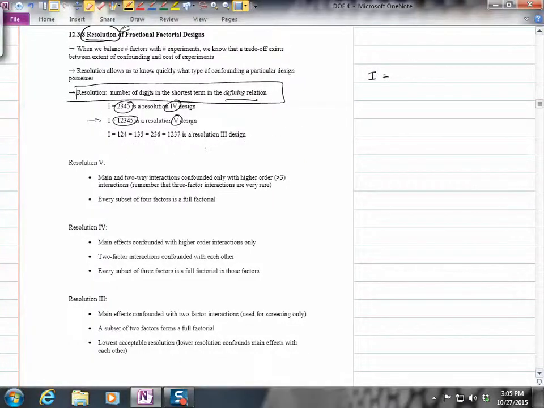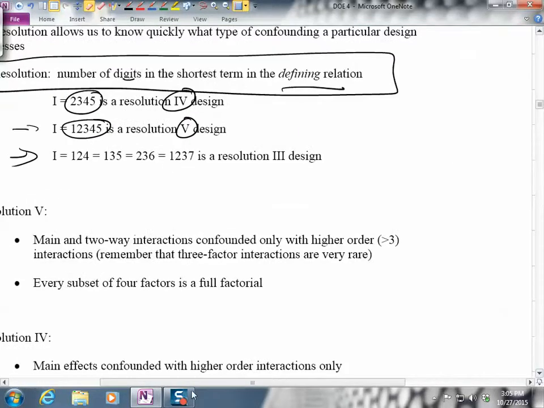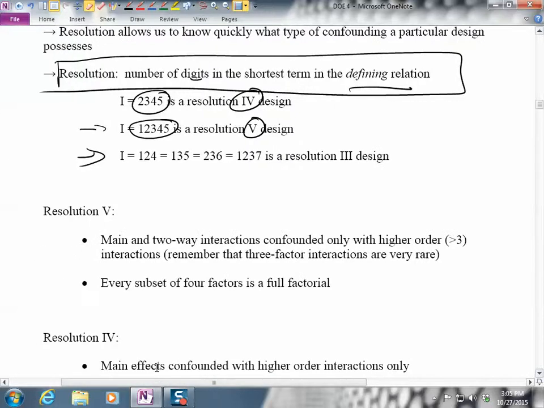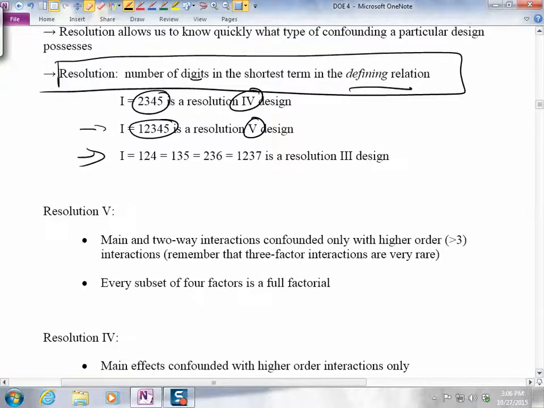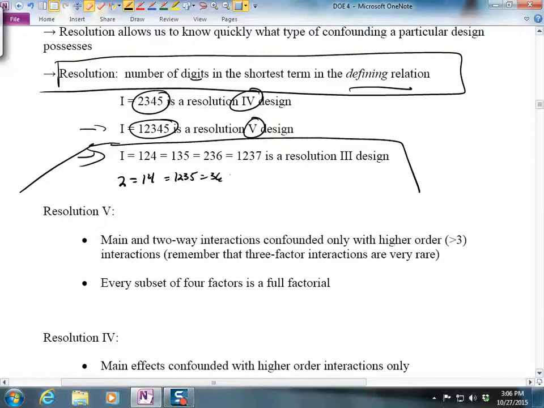So let's look at this one right here. If I ask you what x2 is confounded with, right? You would say 2 is confounded with, and we're just talking about this one right here. 2 is confounded with 1, 4, 1, 2, 3, 5, 3, 6, 1, 3, 7. You multiply 2 by I and you get 2, and then you multiply 2 by each of these terms.